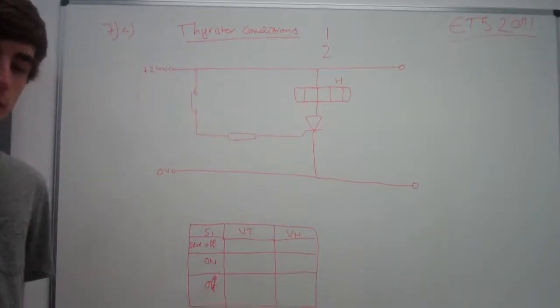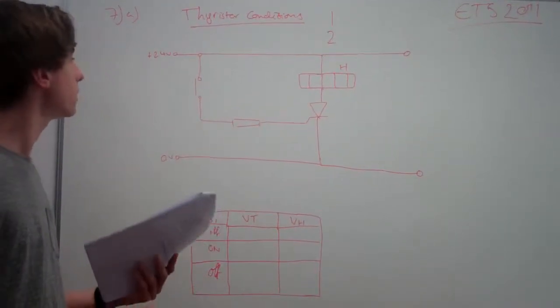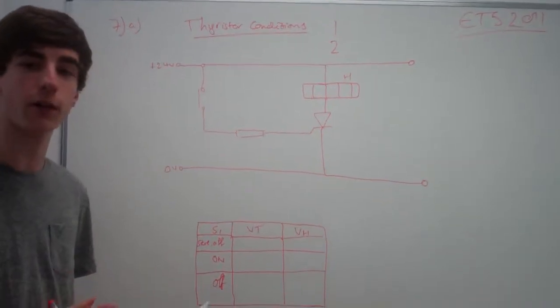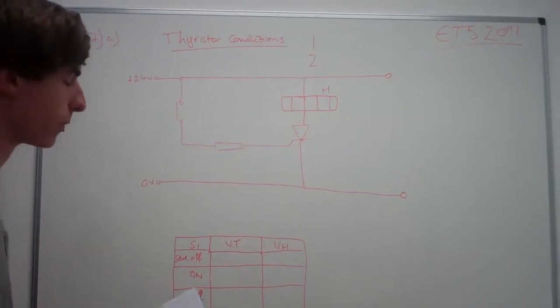Right, question 7. This is a classic thyristor question. The first part asks you to state 2 conditions necessary to make a thyristor conduct. Now this is simple, there are generally only 2, so you just remember the 2.